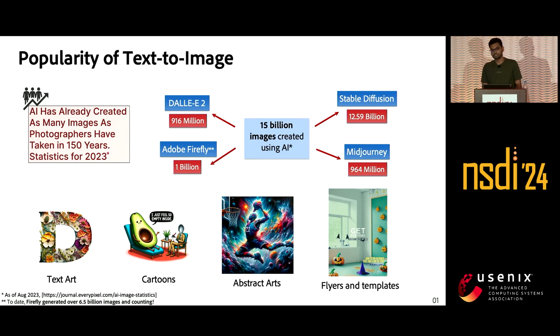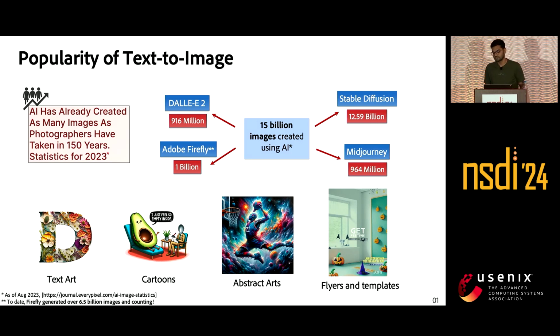So before we dive into the details of our work, let's first try to understand the scale of image generative AI. According to a recent survey, AI has already generated over 15 billion images by August last year, which is equivalent to the collective output of photographers worldwide over the past 150 years.